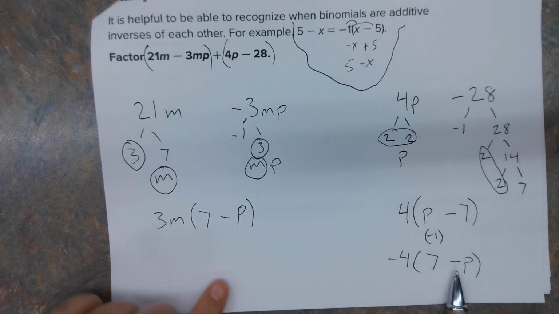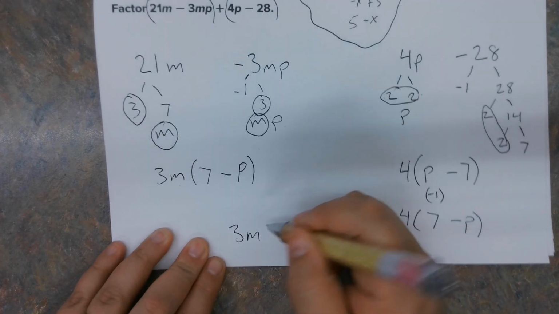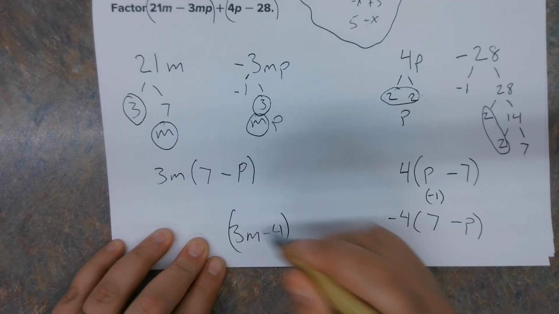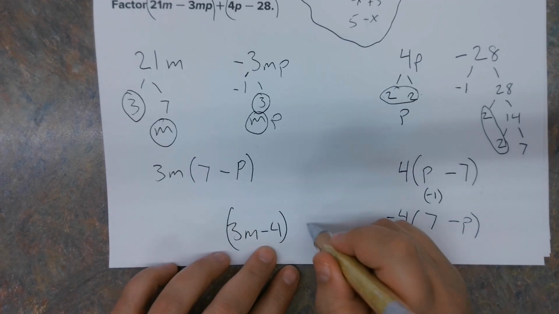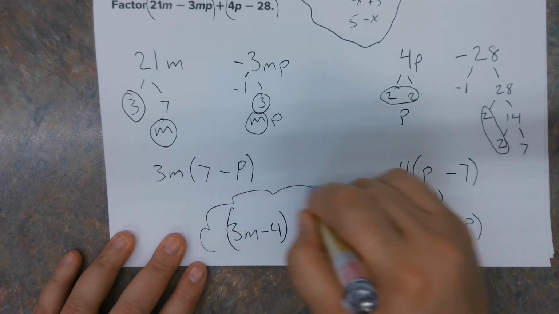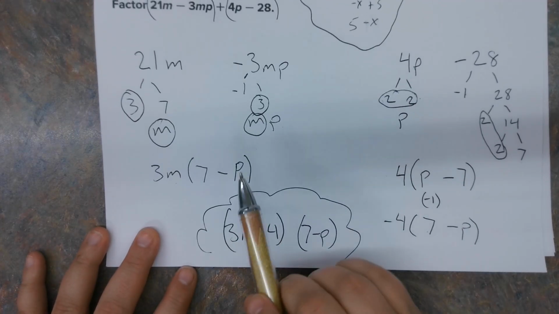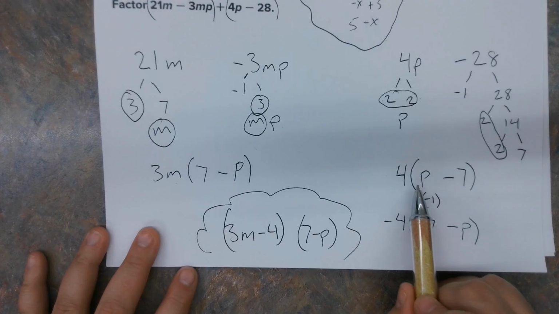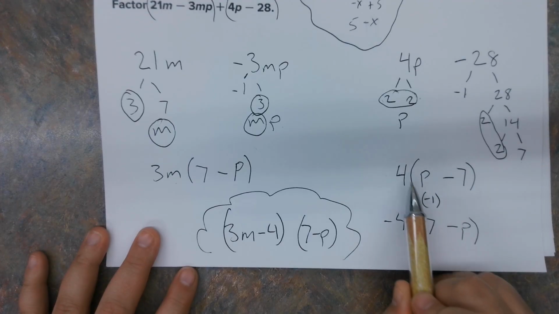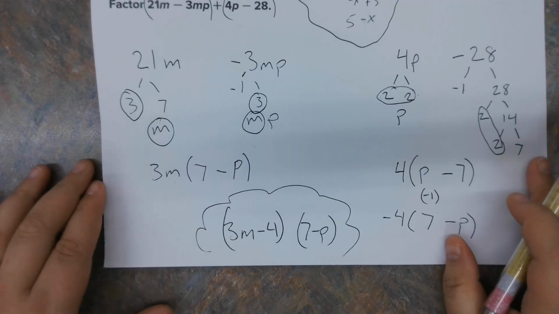Yeah? So now I have 3m minus 4 and I have 7 minus p. Okay? That's your answer. Notice, I was like, oh, if I pull a -1 out, it flips both signs. I give the -1 to the 4, and now it looks like that one. Okay? You're going to try that with this check.